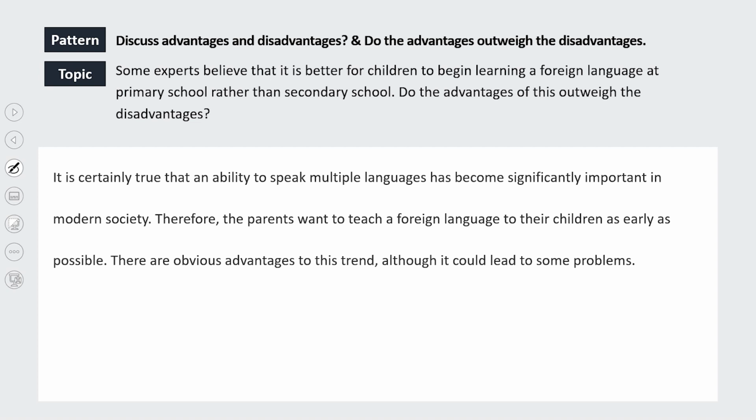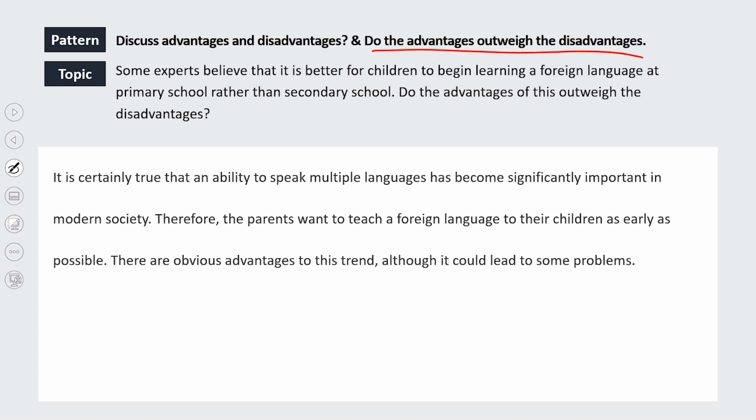Okay, so next we've got the essay pattern: discuss advantages and disadvantages, and do the advantages outweigh the disadvantages? It's asking you to say some people think A, some people think B, but then you have to come to some kind of judgment. What do you think? Do you think it's better or do you think it's worse?